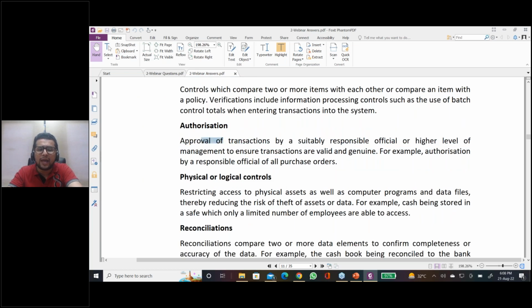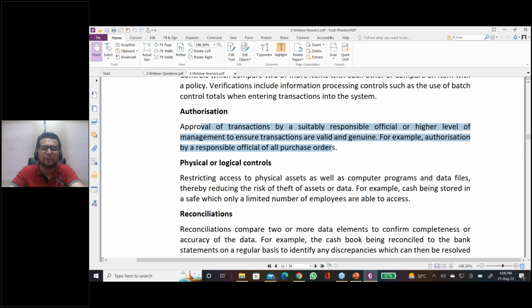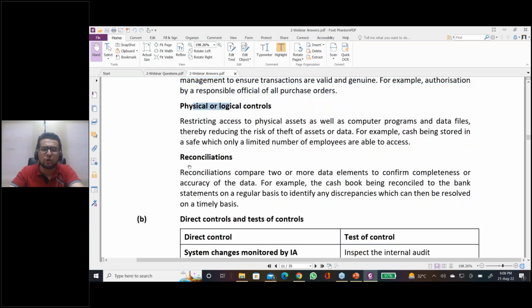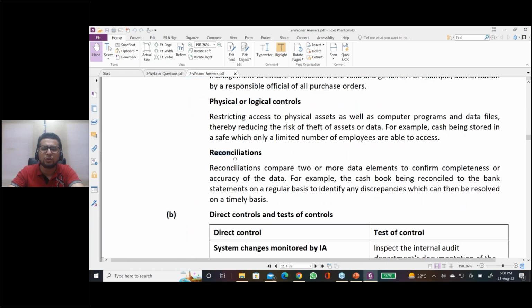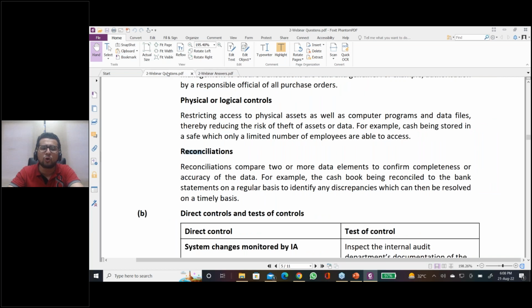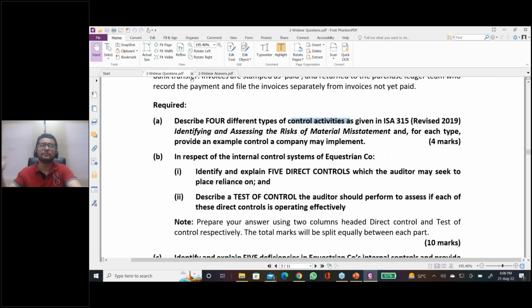For example, approval of transactions by a suitable responsible official or a higher level of management will ensure that the transactions are valid and genuine. For example, authorization by a responsible official for all purchase orders. So this is how physical or logical controls, reconciliations. So this is how you could explain and you could score 4 out of 4 marks. And again, I also highlighted the importance of bookish straightforward knowledge questions yesterday. So this is another example of it.